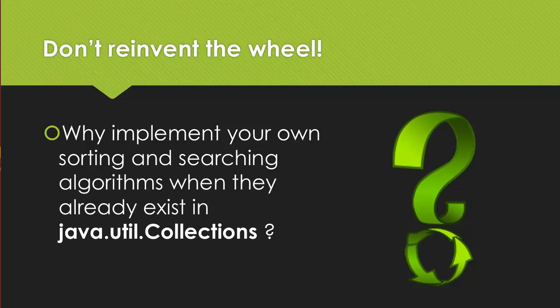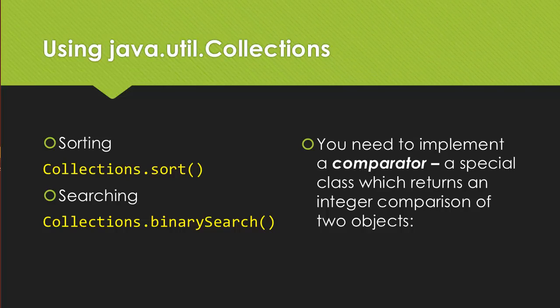So that's going to be a big story today: while I will show you custom sorting and searching algorithms, it's mainstream practice for me to not write my own algorithms, but to use the ones that already exist in the Java class libraries. You should do the same thing. So in java.util.Collections, we're going to look at two methods. One is called Collections.sort, which you can use to sort an ArrayList. And the other is called Collections.binarySearch, which you can use to find a value in an ArrayList.